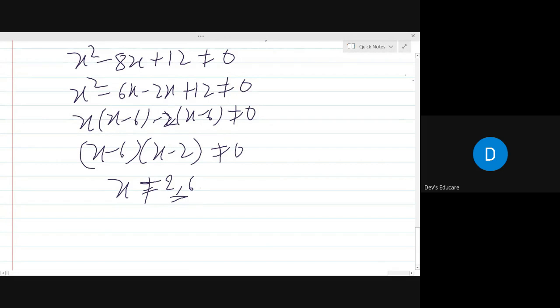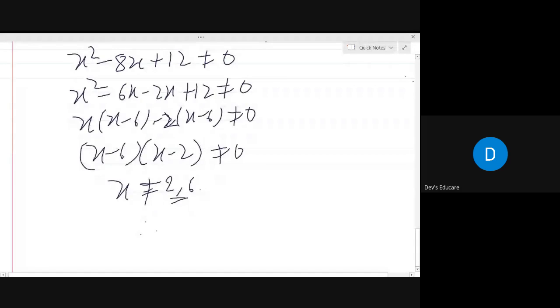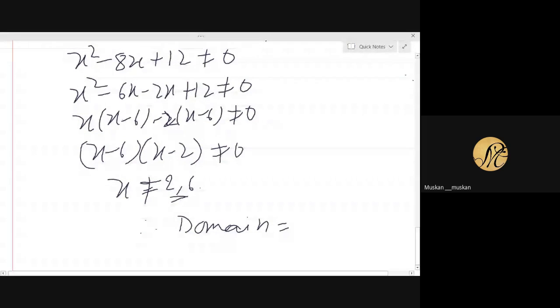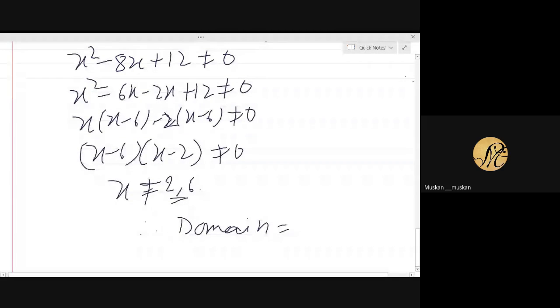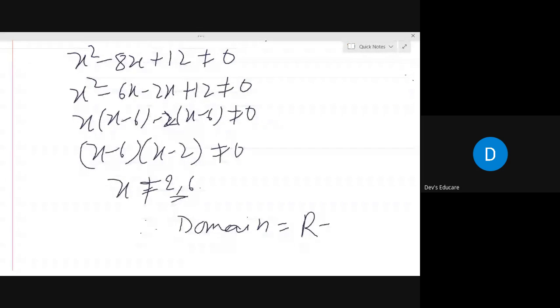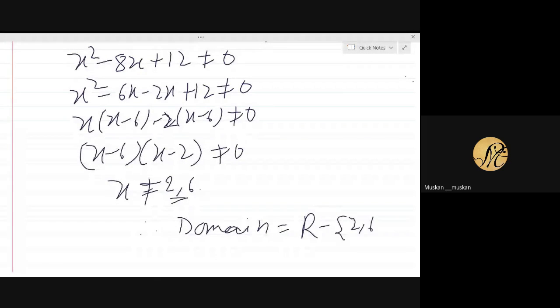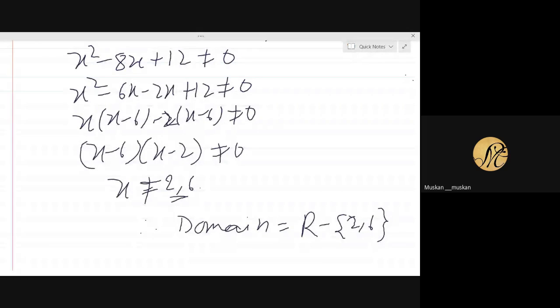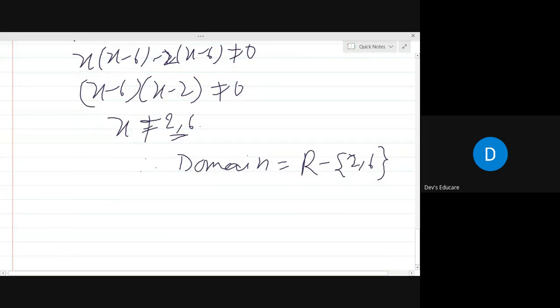So what will be the domain, Muskan? R minus 2 and 6. No, R minus {2, 6} means excluding 2 and 6, all other real values. Got it, Ria? Yes, sir.